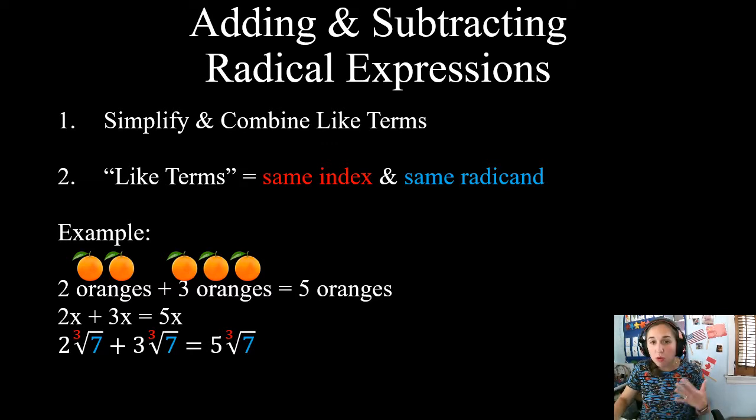And that's why it's so important that the index and the radicand are the same, because you have to be combining the same thing. In the first example, we were combining oranges. In the second example, we are combining x's. And in the last example, we're combining cube roots of 7, okay? I can take 2 cube roots of 7 and put 3 more cube roots of 7 with them, and I'll have 5 cube roots of 7. But if this had been 2 cube roots of 7 plus 3 cube roots of 5, well, those are 2 different things, and I can't just combine them together. So let's take a look at some examples.